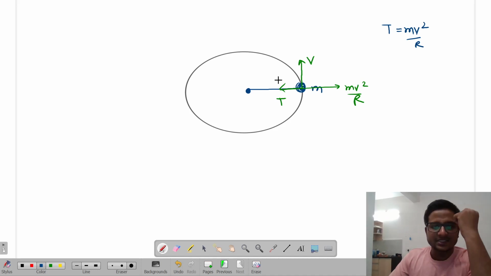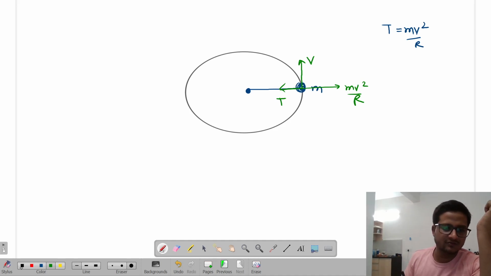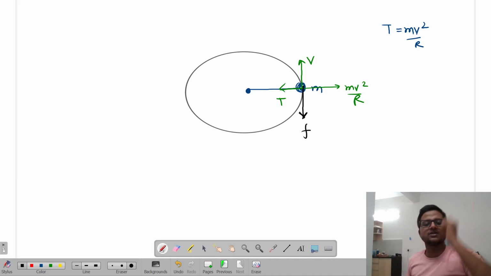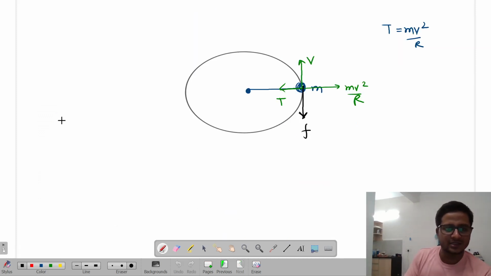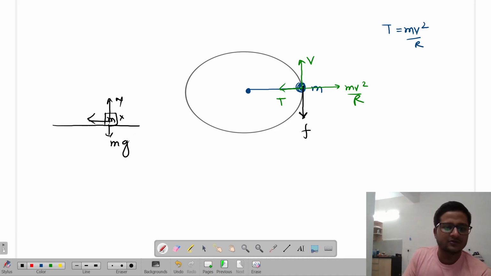Now, what is happening? I told you that there is a friction present over here. So what is the work of friction? This will decrease the velocity of the body. That means due to the friction, the frictional force will be present in the opposite direction of velocity. If it is a horizontal circular motion, this is my mass m having velocity like this, and this is my normal, this is my mg. So the frictional force will be in the opposite direction, which will be how much? Mu mg. It will be mu mg.